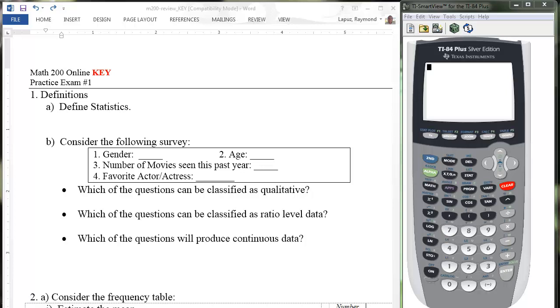Solutions to practice exam number 1. Problem number 1, definitions. Define statistics. There are a lot of different ways to define statistics.